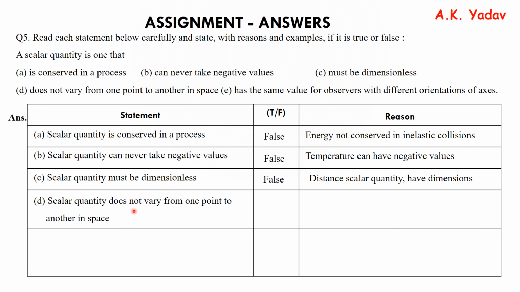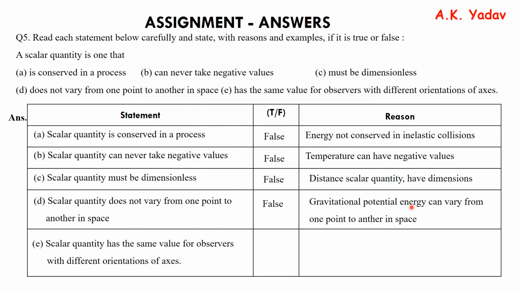Scalar quantity does not vary from one point to another in space. Again false, because gravitational potential energy being a scalar quantity, it varies from one point to another in space. Don't worry about gravitational potential energy, you will study it in the unit gravitation. Last one, scalar quantity has the same value for observers with different orientations of axis. This is true.